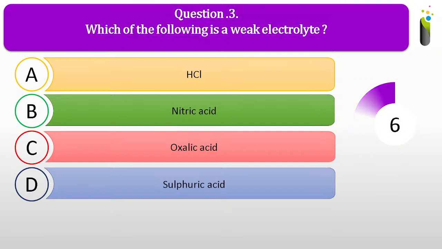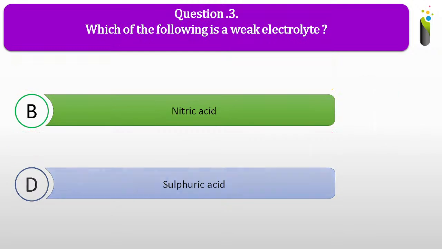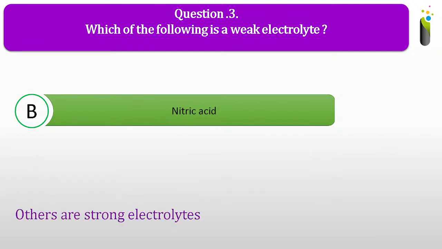So answer me for question number 3. Which of these is a weak electrolyte? So the correct answer for this is nitric acid. Nitric acid is a weak electrolyte, whereas the others are strong electrolytes.